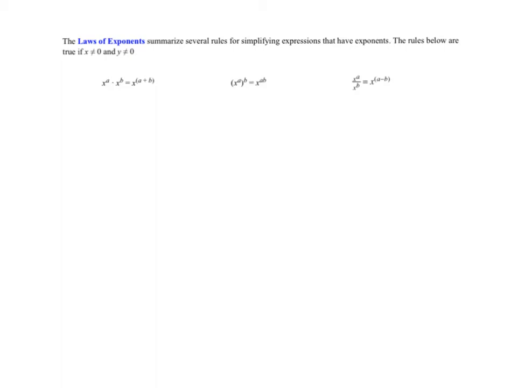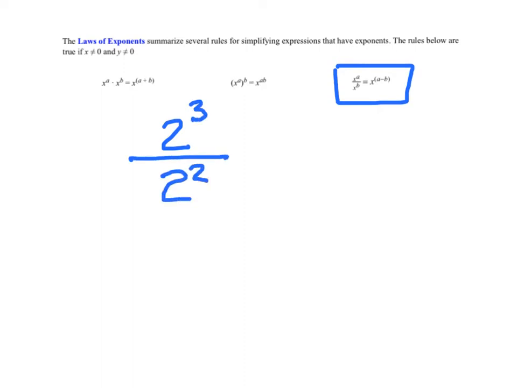All right, now let's look at the second law I want to talk about today, which is this one over here. This shows a number taken to a power being divided by another number that has the same base being taken to a power. So let's again use some examples here. Let's say 2 cubed over 2 squared. According to this, that should equal 2 to the 3 minus 2, which is 1. So 2 to the first power, or just 2.